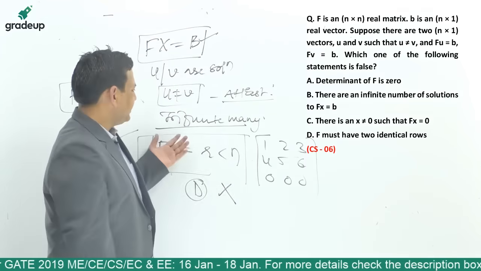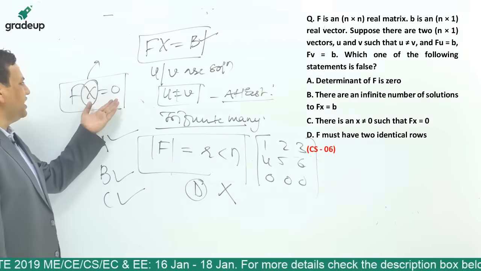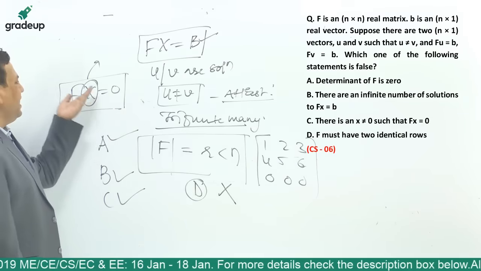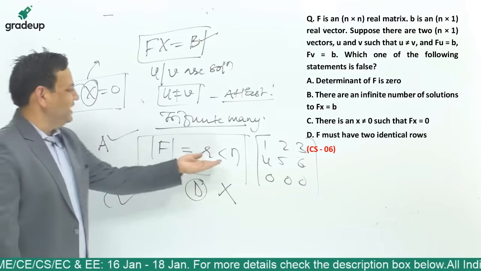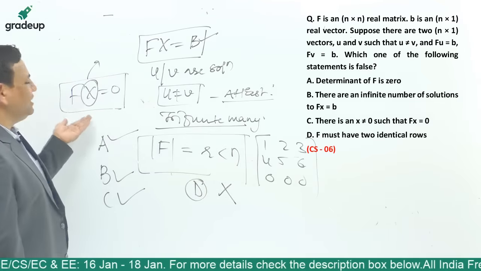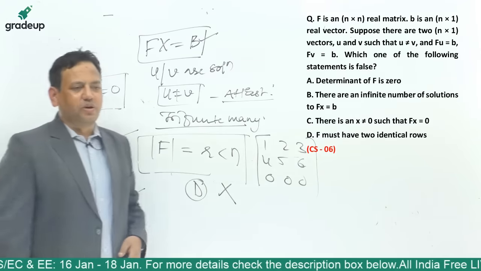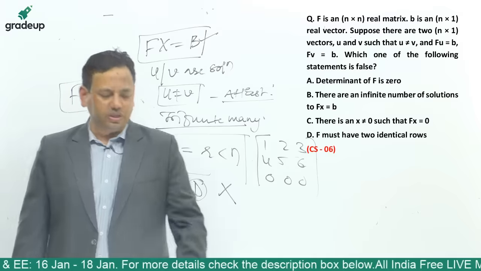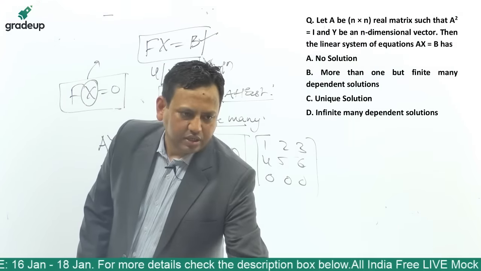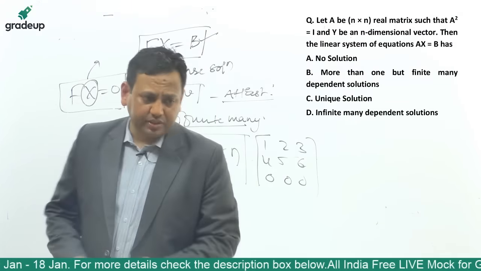Clear? Because x is perfectly fine. This is a homogeneous system and x should be non-trivial. Why? Because the rank of f is less than r. So there will be at least one non-trivial solution. So they are saying x is not equal to 0 means non-trivial solution. Now try this one and one more question.